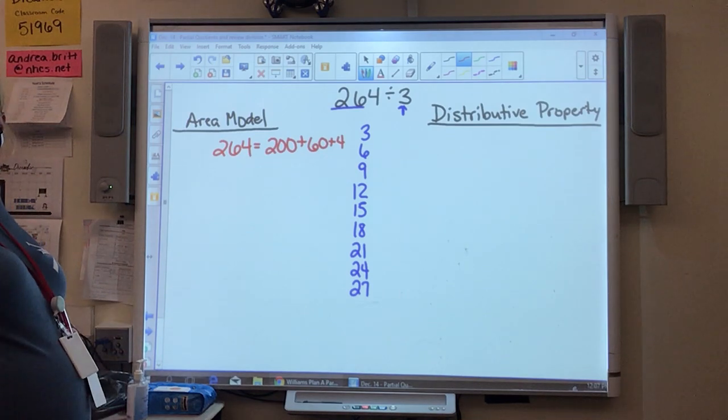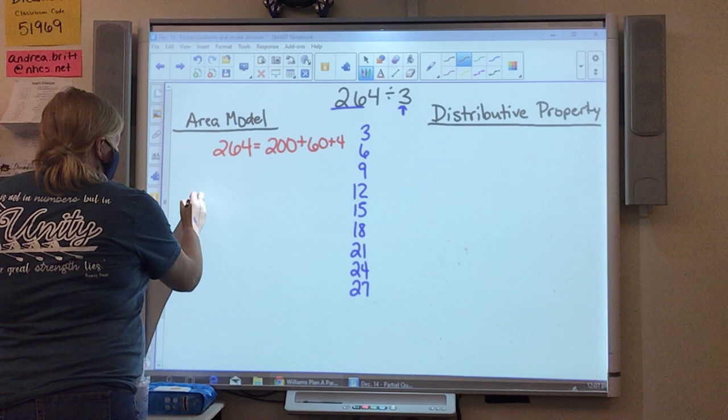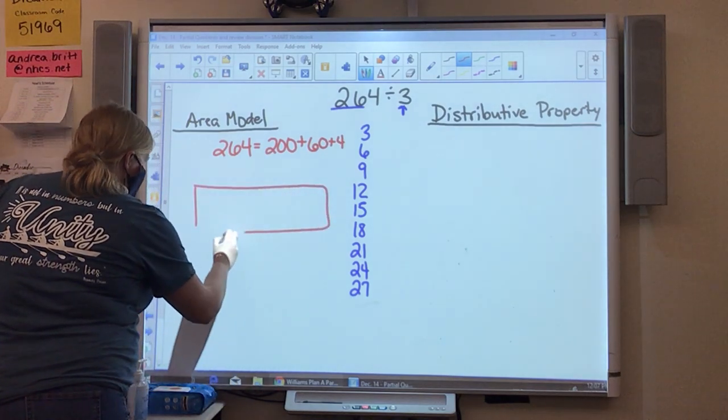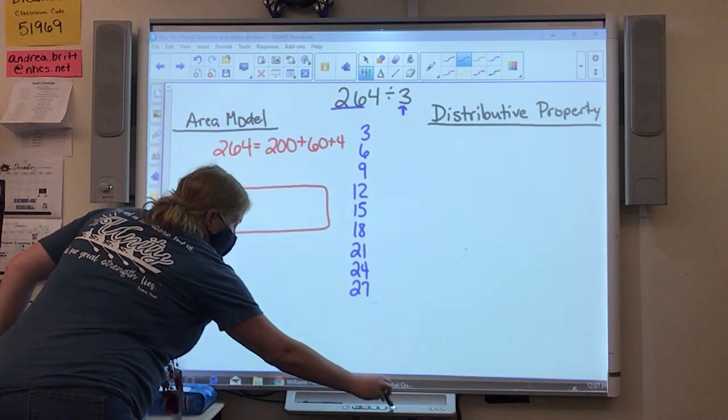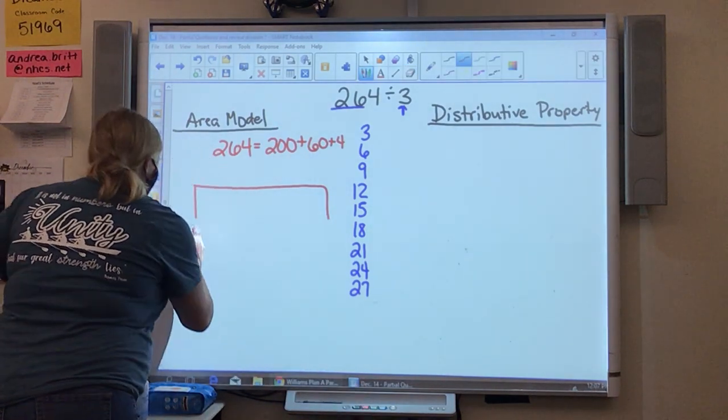For area model, we are also going to draw boxes. Because we're doing division, the numbers go on the inside. And I know I'm not going to have enough room with that box, so I'm going to go ahead and make the bottom of that box a little bit bigger.